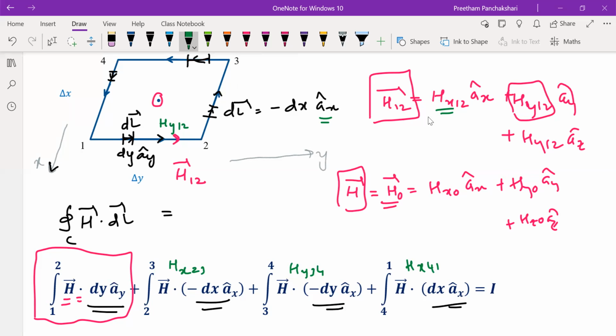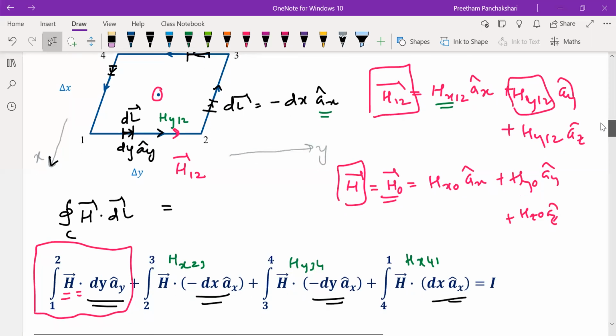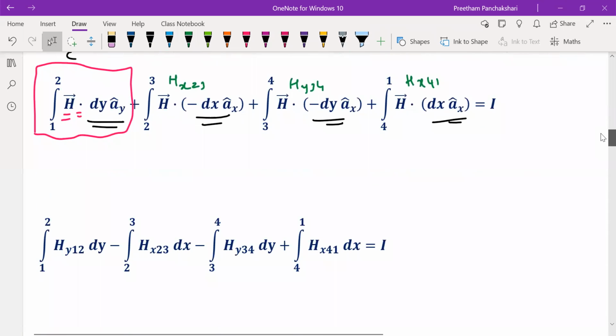Hx23 instead of Hx12. Hx12 is over path 12, which will be 0. Similarly, the corresponding components are identified, and we get another equation finally with the changes. Look at this one. Over the path 1, 2, we have the y component, 2 to 3, x component, 3 to 4, y component, and 4 to 1, x component. See the polarity, it is minus. The minus comes from this minus dx ax minus dy ay.